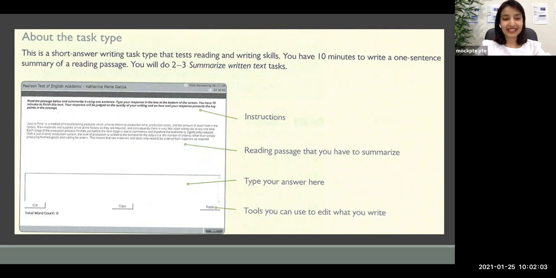Also, you can see the total word count at the bottom left corner. The timer will be running on the top right corner, so you can always see how much time you have remaining. You can always see how many words you have written.